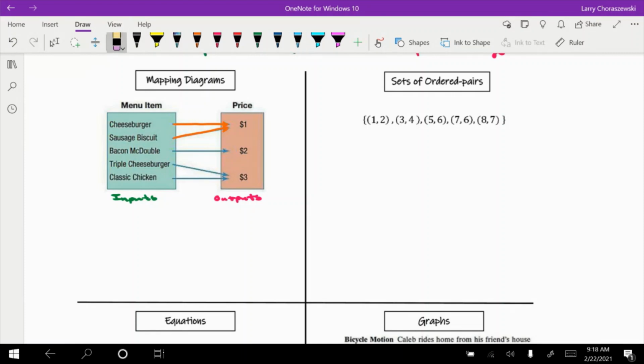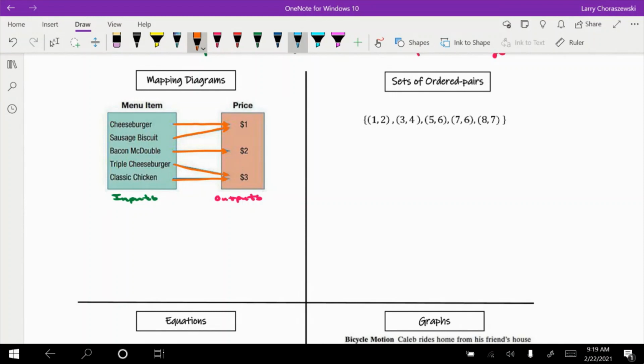All right. Looking at the bacon McDouble, can't say I've had one of those, by the way. That's being assigned one and only one price, $2. And then we have the triple cheeseburger and the classic chicken. The cheeseburger is being assigned one and only one price, and so is the classic chicken. So as you can see from a mapping diagram, we can have multiple inputs going to the same output, but that's okay as long as we don't have any one input going to two or more different outputs.